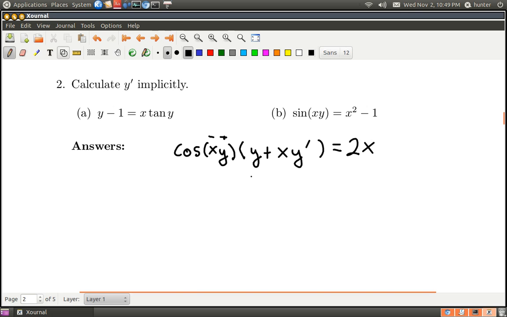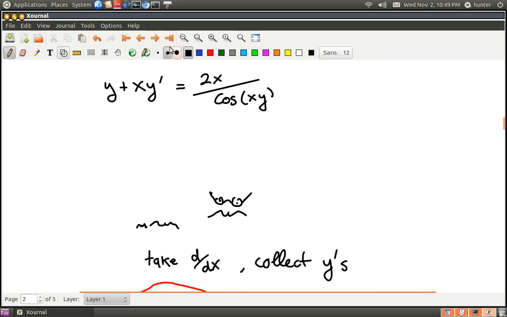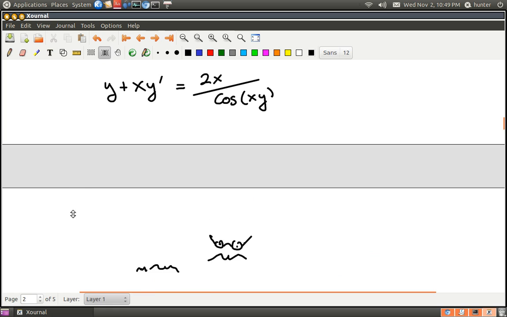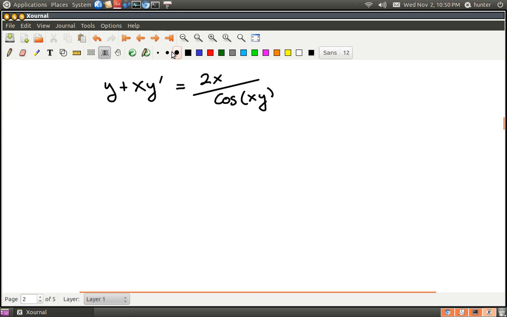All right. So I want to start solving for y prime. I want to crack open this little oyster of algebraic deliciousness. And so I need to divide both sides by cosine xy. So I get y plus x y prime is equal to 2x over cosine xy. Now what? Sometimes you have to do things that just make everything really ugly, but you've got to grit your teeth. Sometimes it just works out in an ugly way.